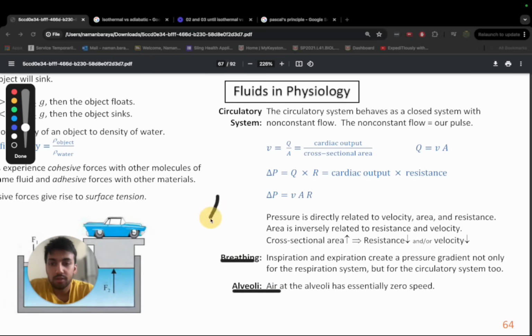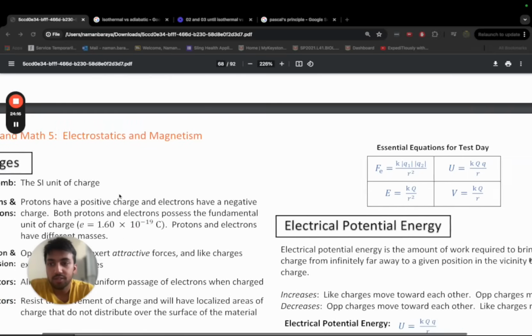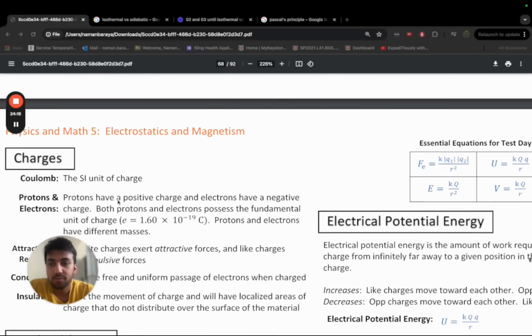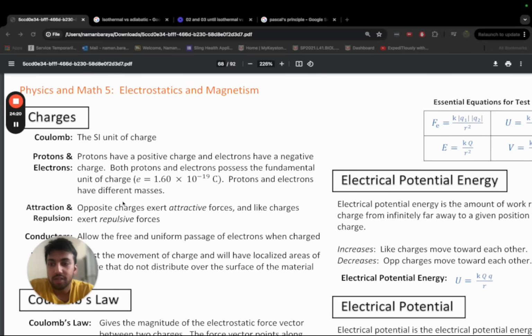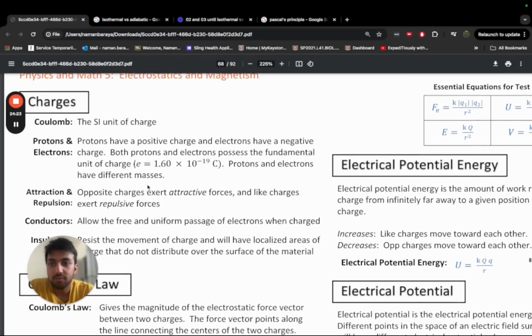Alveoli are these little things in your lungs that allow for gas exchange, and air at the alveoli essentially has zero speed. Okay, next is electrostatics and magnetism. Electrostatics and magnetism is a very high-yield concept in physics.